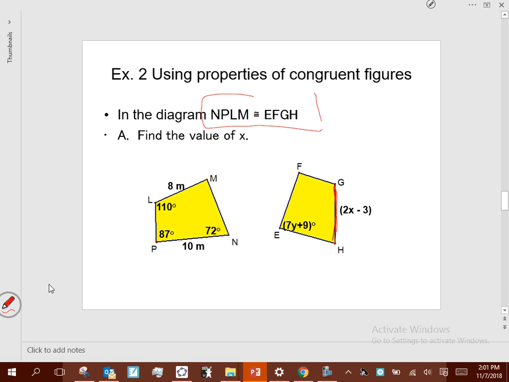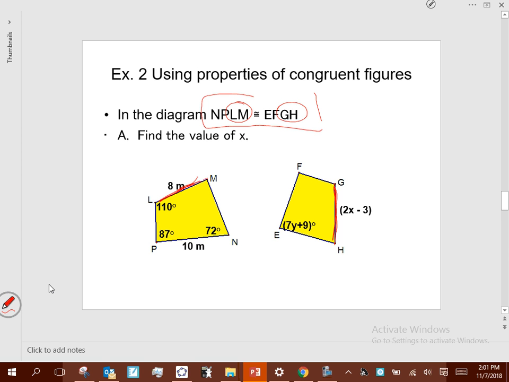Well, I look at GH and my congruency up here, and they're the last 2 letters, right? What should that relate to then over here? Last 2 letters there. So GH should match up to LM. And now I know that they're congruent, right? Because that's what those corresponding components tell us. So I can now take 2x minus 3 equals 8, and I've got an equation to solve for x, right?